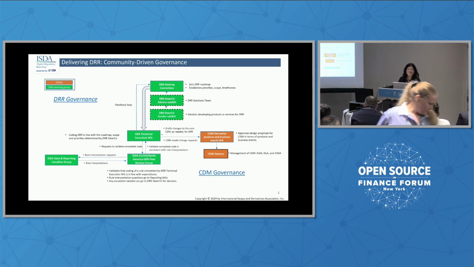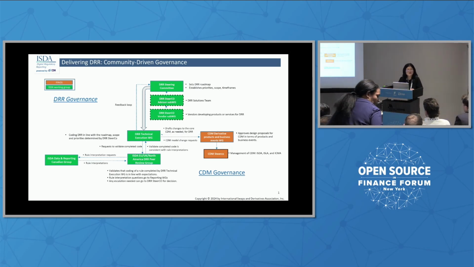I'll spend just 3 to 5 minutes talking about the DRR with ISDA governance, and then we'll turn to JPMorgan, who will discuss the implementation journey for DRR. And then we'll hear from RBC and South Cardinal on a project they're working on with FINOS to make DRR more widely available via the cloud.